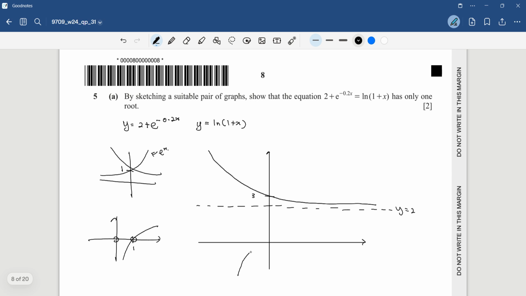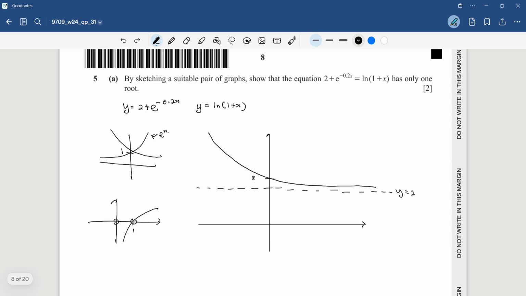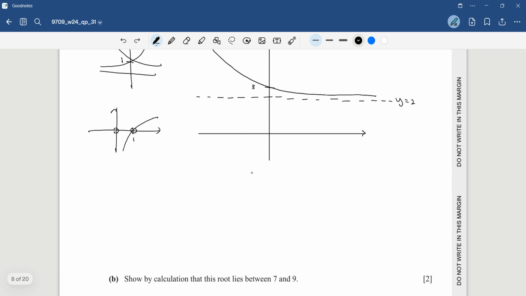I'm sorry if my drawing is quite bad. Yeah, it's quite bad also. Never mind. Try.